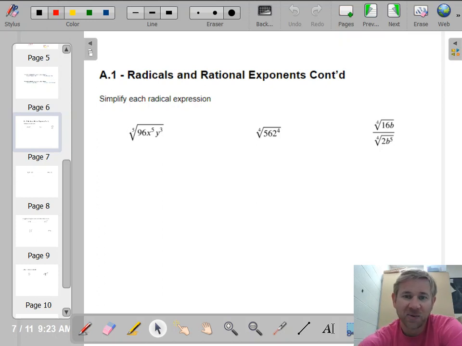Hello ladies and gentlemen, we're going to pick up on radicals and rational exponents here. We're going to do some more simplifying problems, add some like terms, and maybe throw some fractions in there too. So let's pick up here with just simplifying.